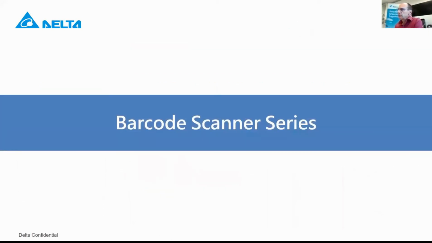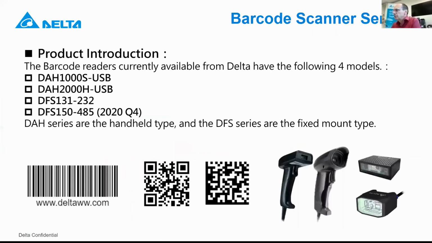The next one is barcode scanner. You know already, of course, our handheld barcode readers. We have also the fixed mounted, the DFS 131, based on 232 output. And what is new, what is coming end of this year is the DFS 150, and that's based on 485 communication.